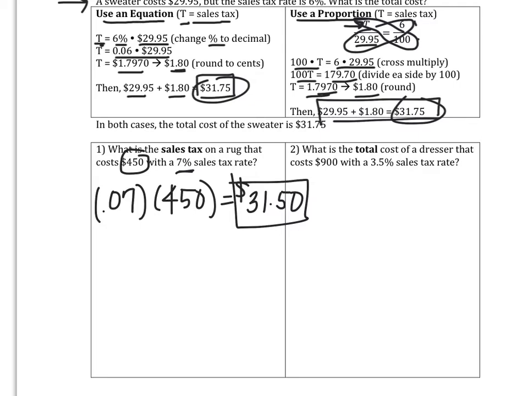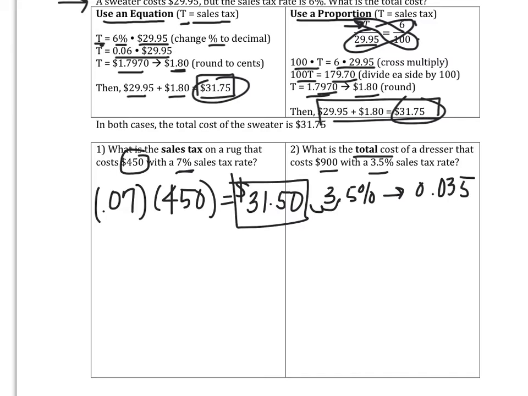Take a look at number 2. What is the total cost of a dresser that costs $900 with a 3.5% sales tax rate? So we're going to do it the same way, in that we're going to take our 3.5% and turn that into a decimal. Move it over 2 place values, 1, 2. So it's going to be 0.035. That's going to be our tax rate.